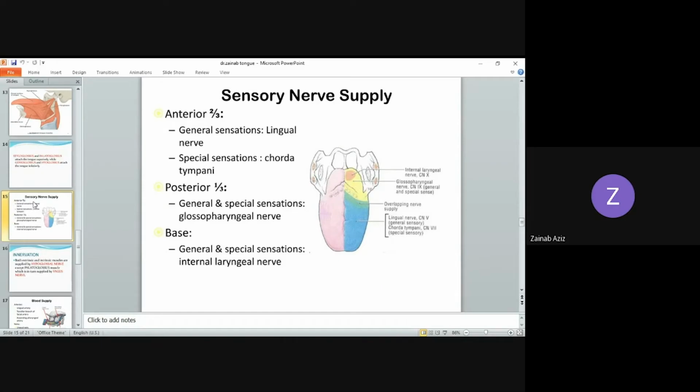In the posterior one-third, we have general and special sensation together by the glossopharyngeal nerve, and at the base, general and special sensation by the internal laryngeal nerve, a branch of the vagus nerve.